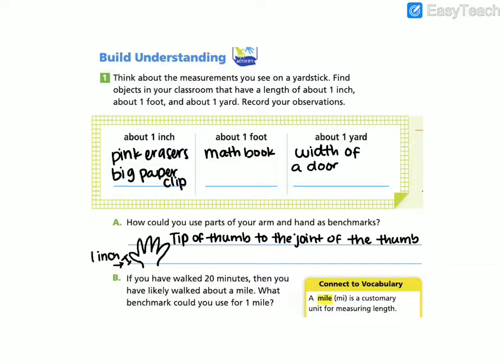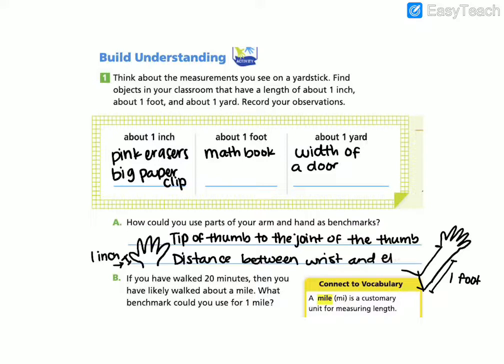Now 1 foot is about the distance between, get another really great picture of an arm here, your wrist and your elbow. So the distance between your wrist and where your elbow bends is about 1 foot. Okay, so we can say the distance between your wrist and elbow.